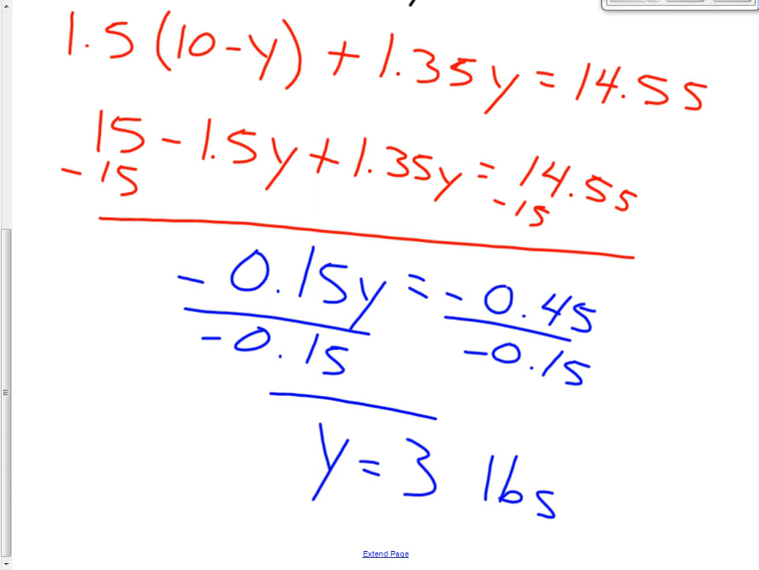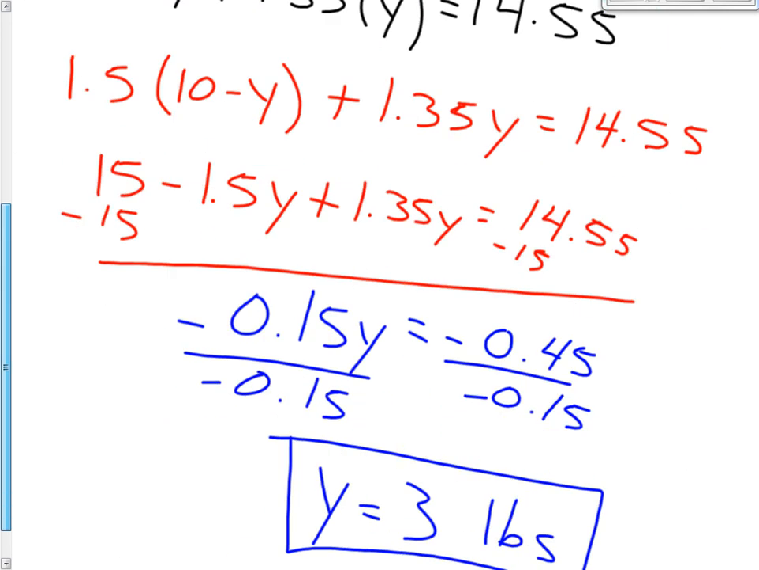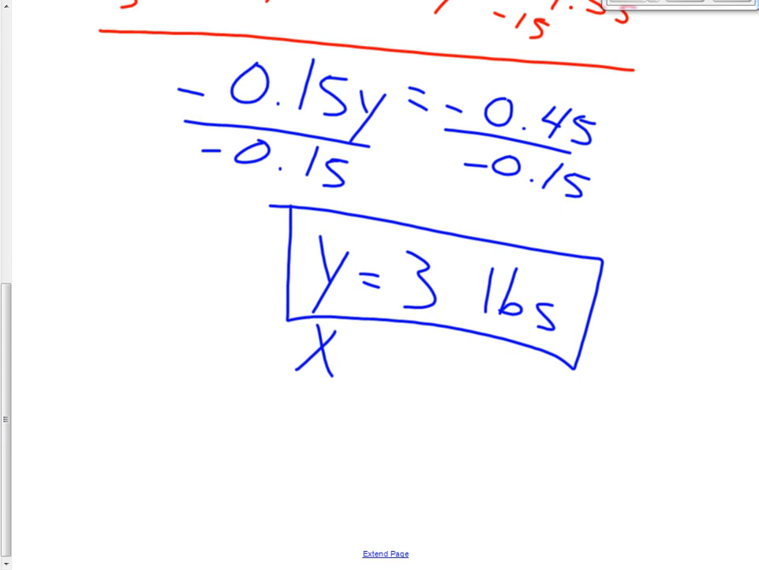So now this becomes very simple. How many pounds of X must there be? Well, we know it's a 10-pound bag. So if we have 3 pounds of brand Y, that means X has to be 7 pounds. And there's your answer for that one.